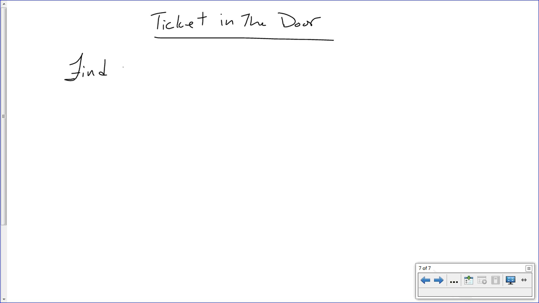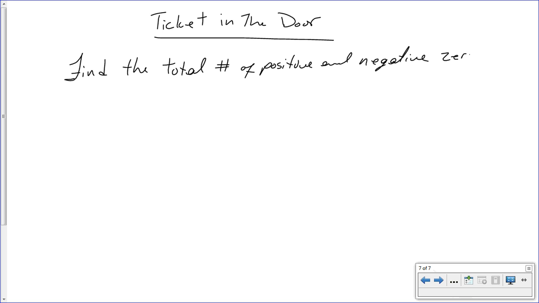All right. So here's your ticket in the door. It'll be brief. I want you to find, just like the U try, the total number of positive and negative zeros. I guess it's the total number of possible positive and negative zeros.